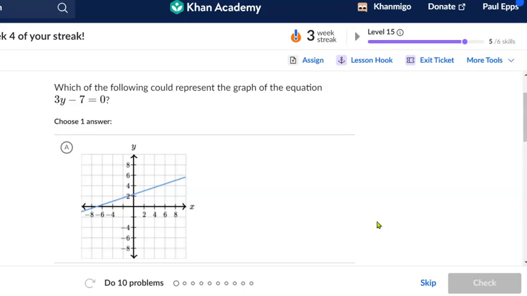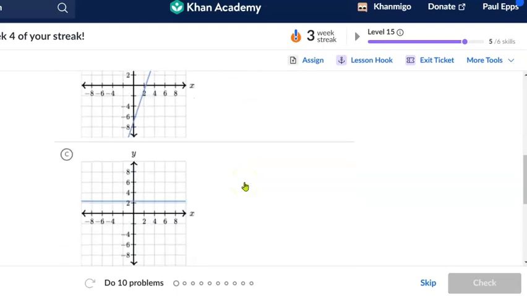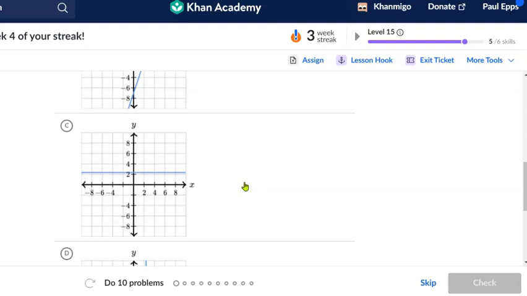Which of the following could represent the graph of the equation 3y minus 7 equals 0? Well, the only solution to that for y would be 7/3. So y can't have any value other than 7/3. So it's just going to be a horizontal line. Y equals 7/3. And the only thing that looks like that is this one right here, C.